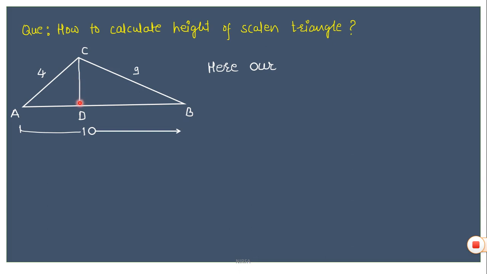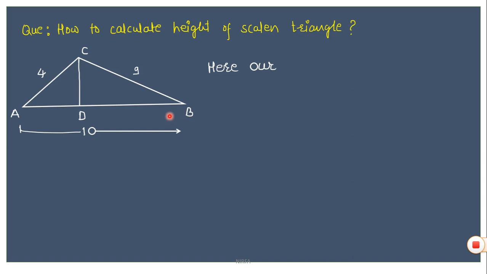But the question is, why are you calculating CD? Because we need the height. Why do we need the height? Because we want to calculate the area of triangle ABC. We have the formula 1/2 base into height. We know the base is 10.